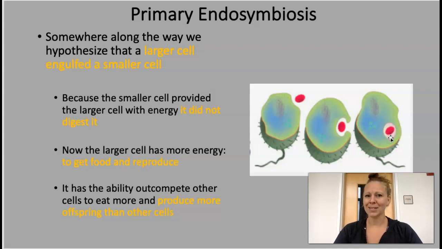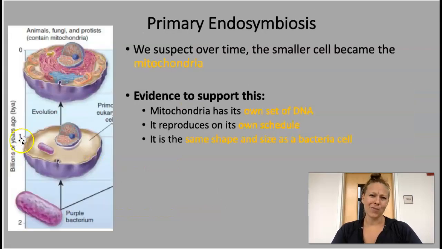And so therefore it didn't digest the other cell. Usually one cell would engulf another cell and digest it and use it for its pieces. But this cell was helping it out, and so we suspect that it didn't digest it. So this seems far-fetched. Why do we think that? Well, we suspect over time that the smaller cell became the mitochondria.